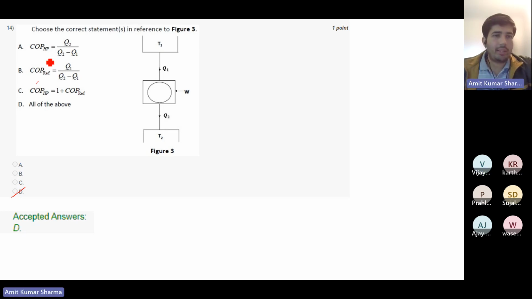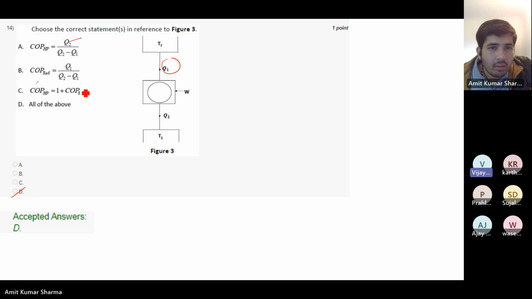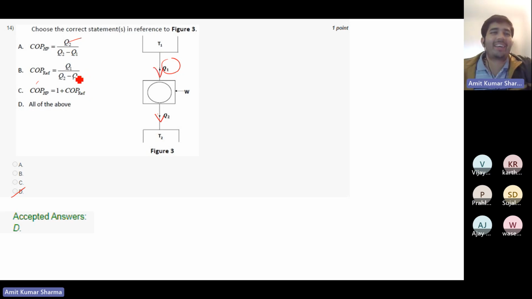Here, I think, for heat pump, desired effect will be Q2. You are heating the system there, so you're pulling the heat from Q1. Yeah, see the arrows. Now, for HP, it's Q2. For refrigerator, it will be Q1.